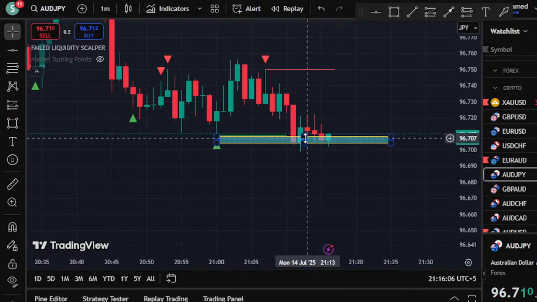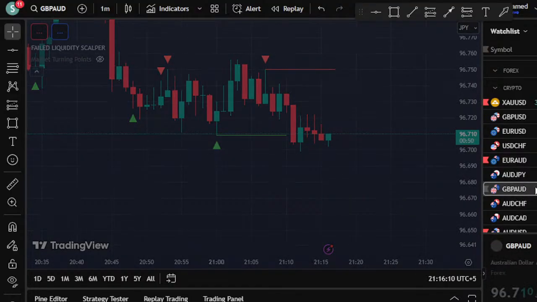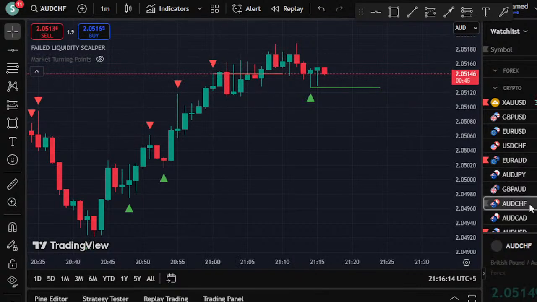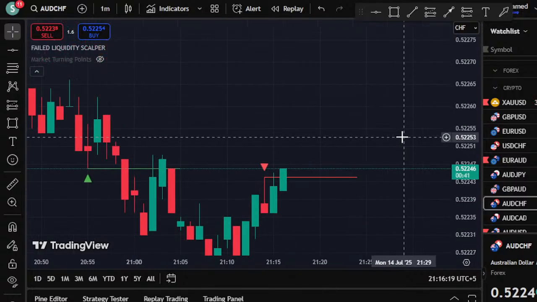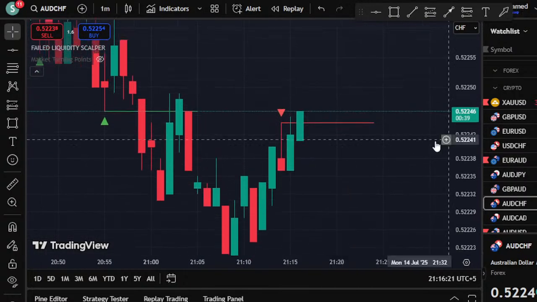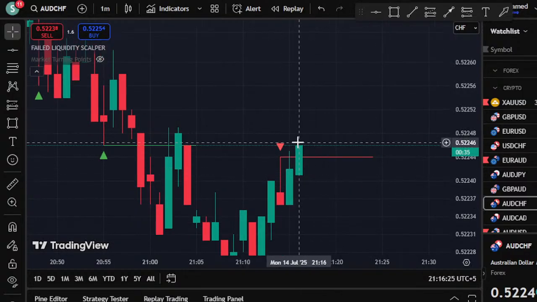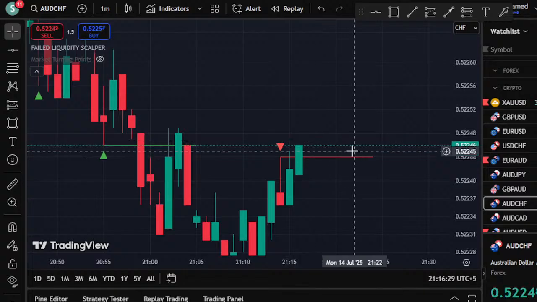Right now it does not break the low, so if it breaks the low, it will be a sell for you. GBPAUD, here it breaks the high, so it was the buy. AUD, I'm just okay. Look at this AUDCHF. Now it's breaking the high of the signal candle. So the signal candle is here. If it breaks the high successfully and closes above, then we can consider it to be our buy.